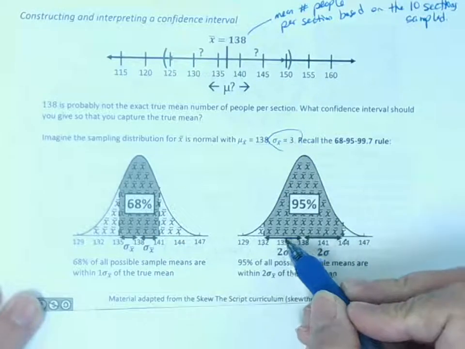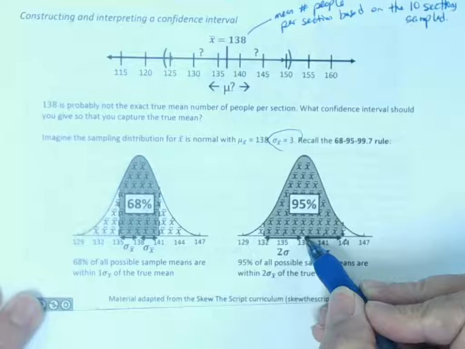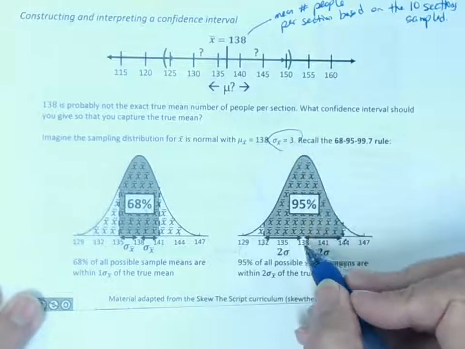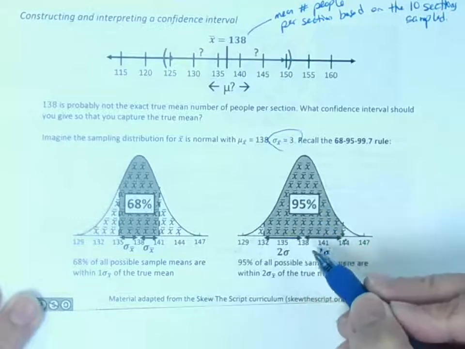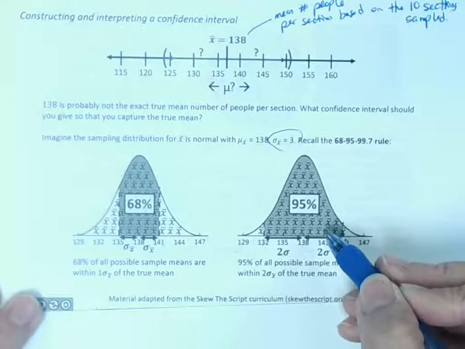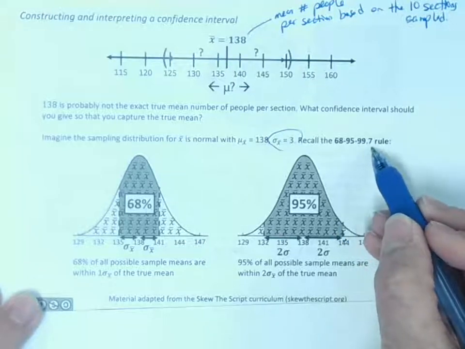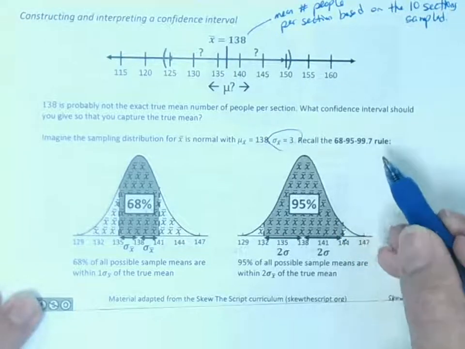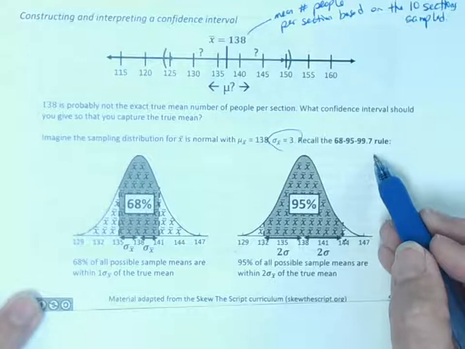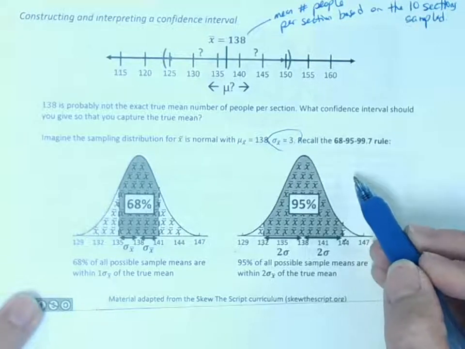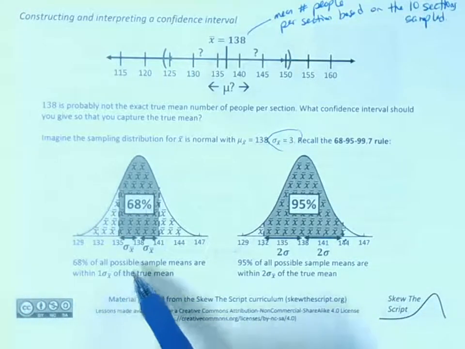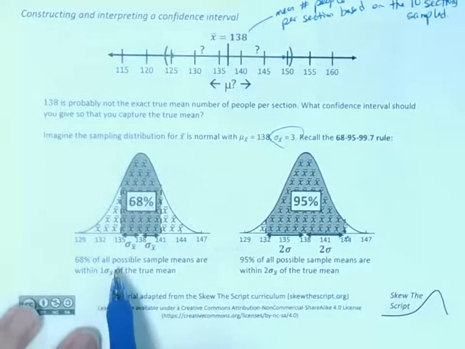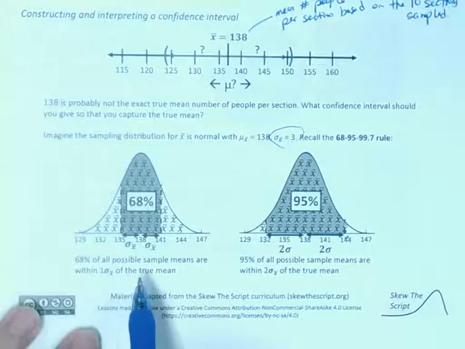If I wanted to go 2 standard deviations away from the mean, I would go 2 times 3. So 6 units below, 6 units above. And I should capture 95% of my data. If I wanted to capture 99.7% of my data, I would go 3 standard deviations above the mean and 3 standard deviations below the mean. Okay, so again, the 68% is if all possible sample means, 68% of them are within 1 standard deviation of the true mean.